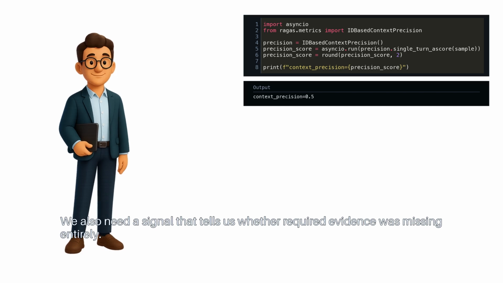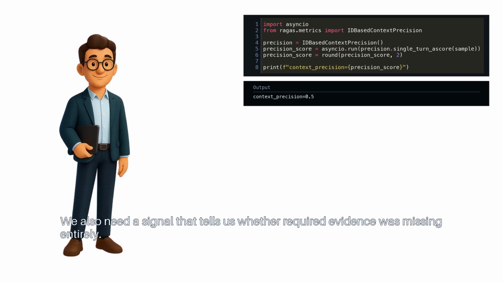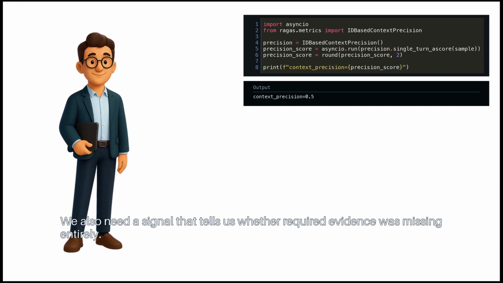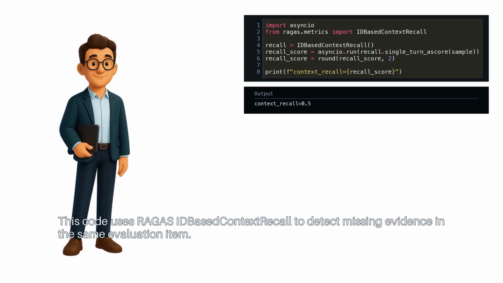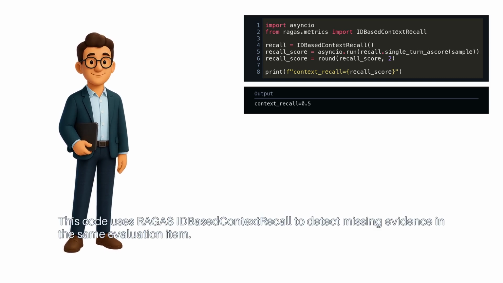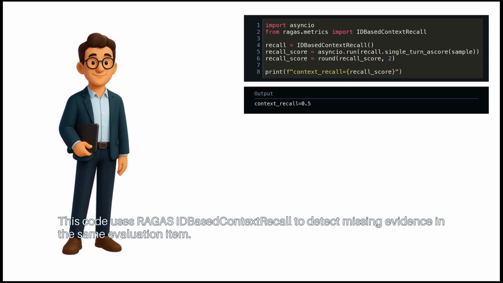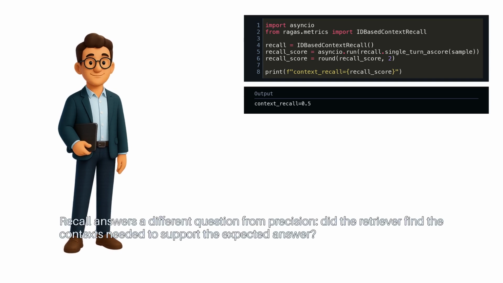We also need a signal that tells us whether required evidence was missing entirely. This code uses RAGAS IDBasedContextRecall to detect missing evidence in the same evaluation item. Recall answers a different question from precision. Did the retriever find the contexts needed to support the expected answer?